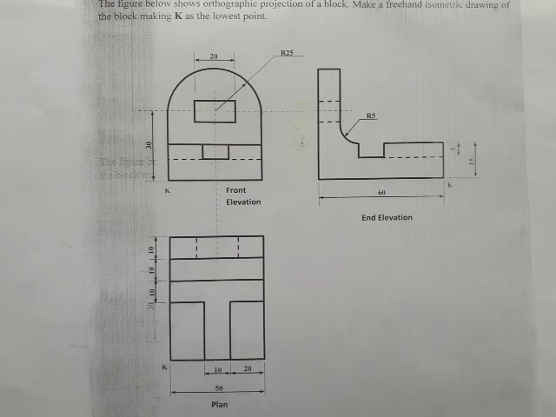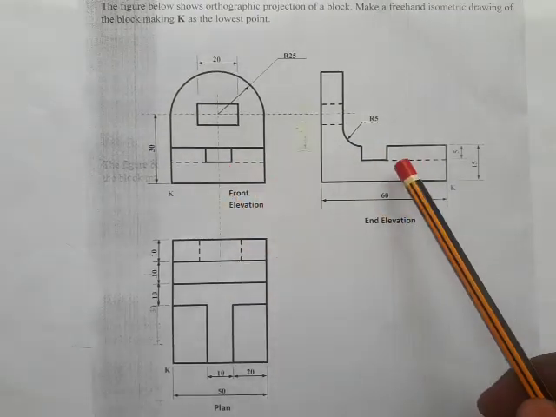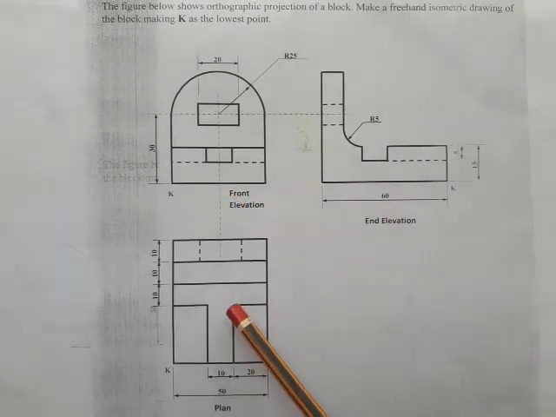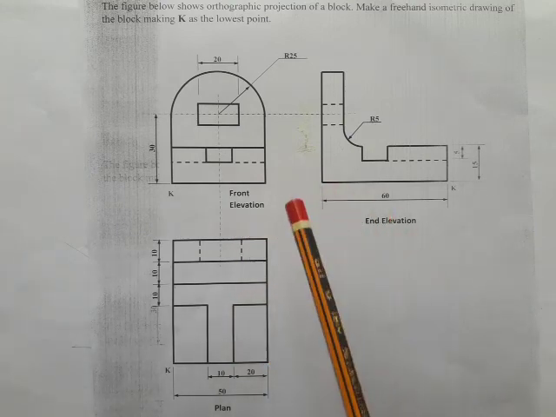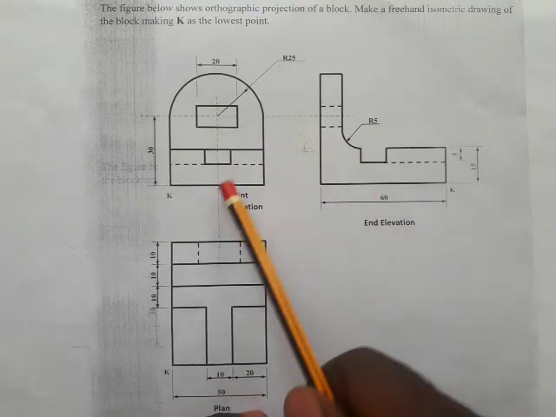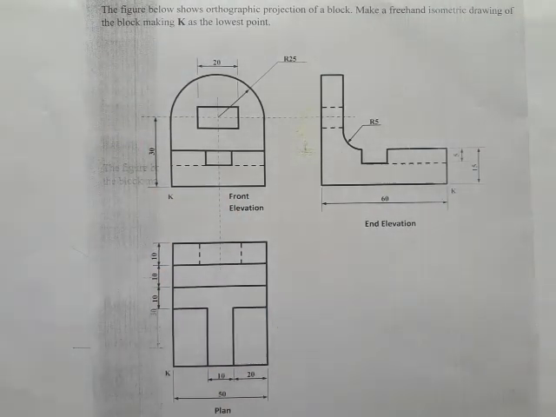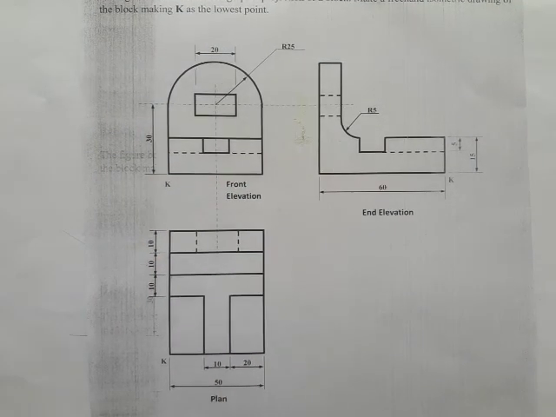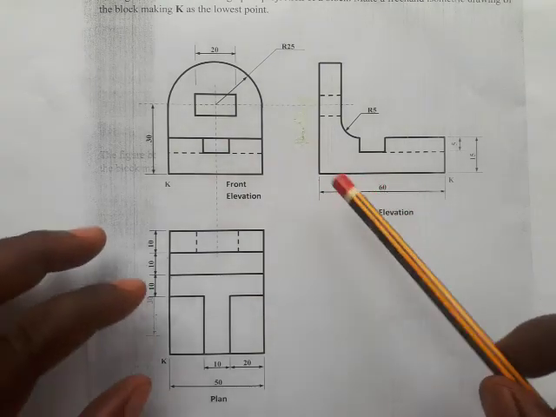Now here you have an object, a block in orthographic. This is the front elevation, this is the end elevation, and this is the plan. In part 1 of this video I already explained the conditions under which you should have the end elevation at the top right or at the top left. So in order for you to understand that, go see part 1 of this video. All right, so we have a block here.